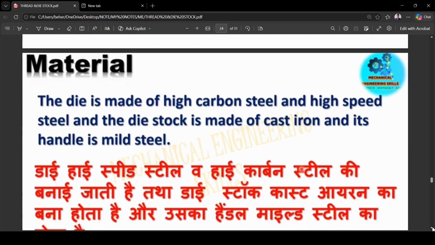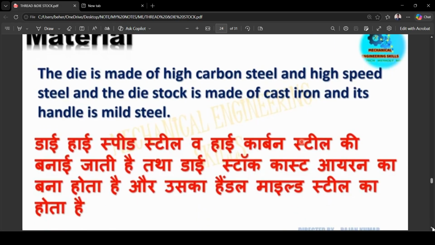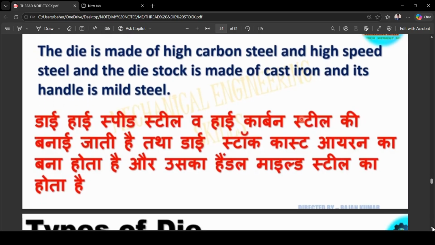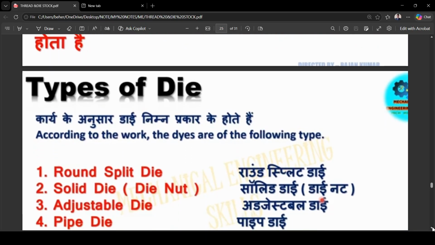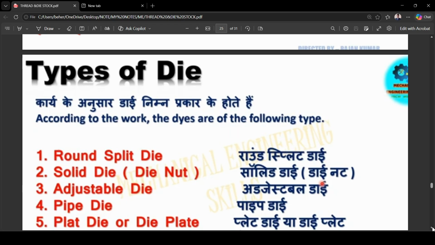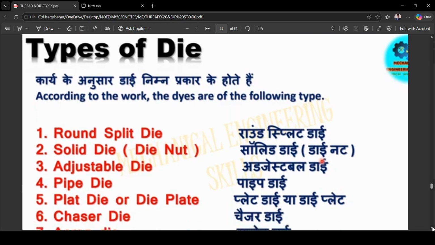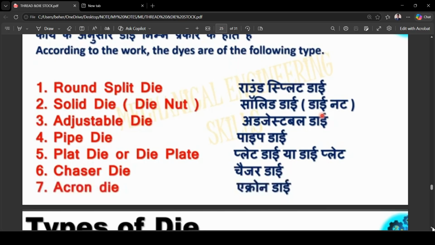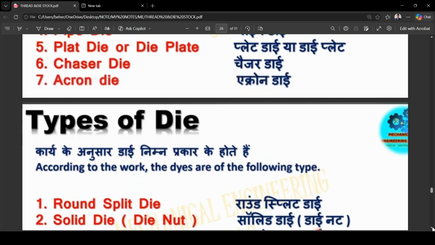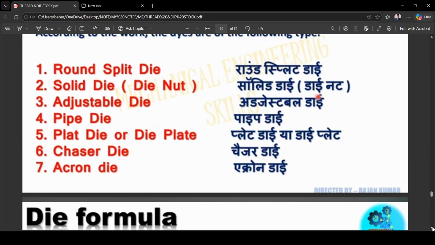Material. The die is made of high carbon steel and high speed steel, and the die stock is made of cast iron and its handle is mild steel. Types of die. According to the work, the dies are of the following types: round split type, solid type or die nut, adjustable die, pipe die, plate die or die plate, chaser die, apron die. Then I will explain the types of die.